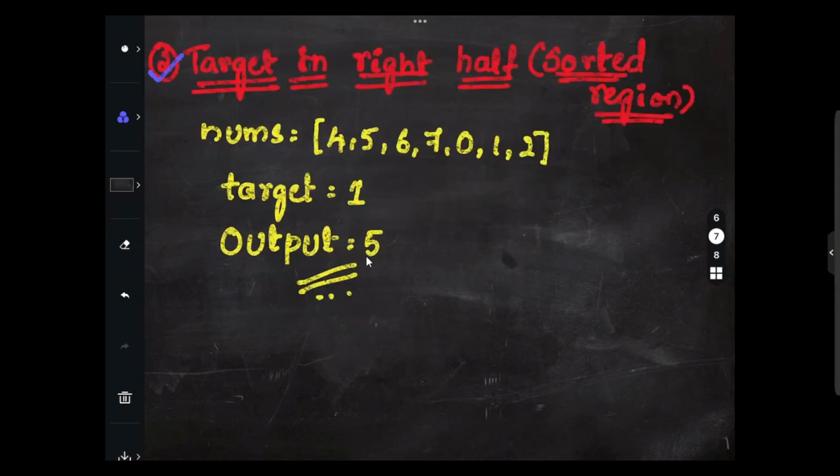Let's move on with the second edge case here. Target in the right half, nothing but the sorted region here. In this case, the target we have is 1. Sorry, it has to be 0. 0, 1, 2, 3, 4, 5, 6. So this one is present. 1 is present at the fifth index. We have to return 5 here in this case. So the target is present in the right half. We will perform the binary search in the right half, and we will find the value at index 5. So we need to return 5 in this case, right? I hope this is clear.